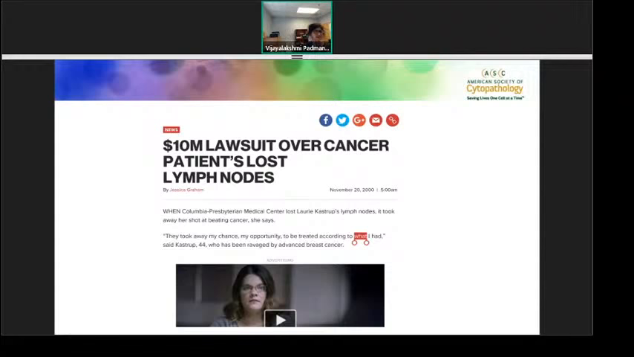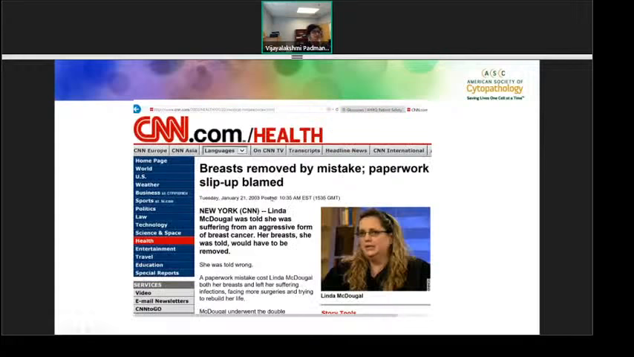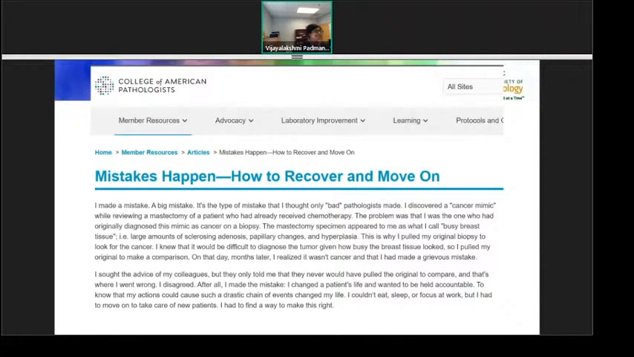in the news media as headlines, with big, big, bold letters. Breast removed by mistake, paperwork or slip blamed. So mistakes happen. The CAP actually has a very nice blurb, which is about how this physician made a mistake. Clearly the names are withheld for obvious reasons. He/she made a big mistake, called a breast biopsy positive. The mastectomy came out. The same person read the mastectomy. The patient had already received chemo, but pulled out the prior breast biopsy to review and found that a major mistake, a grievous mistake, had been made.